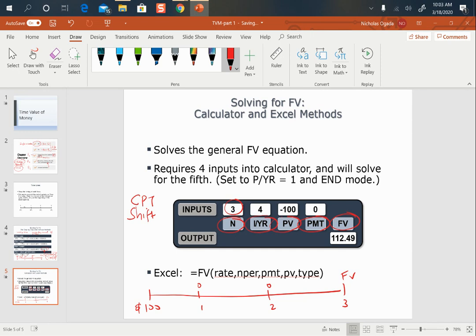If you're using the normal calculator, which is basically the 10B, the 10B plus, then of course mostly there will be a CPT compute key, and you're asking the calculator to compute the future value, and that will give you the answer. Again, it's an easy approach of solving the future value using a calculator.